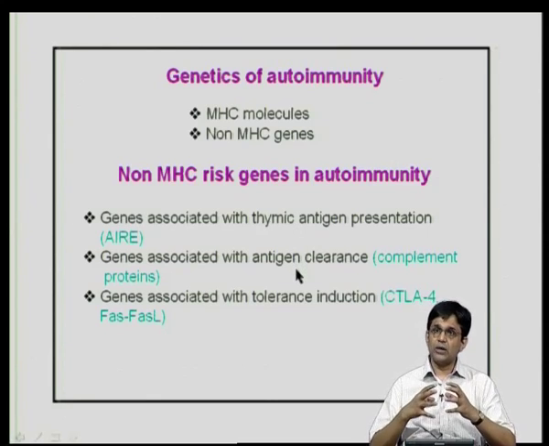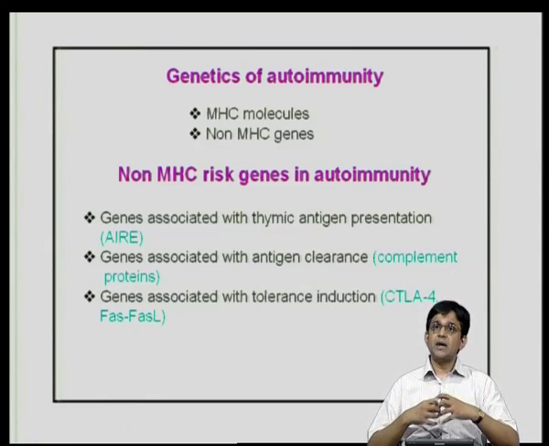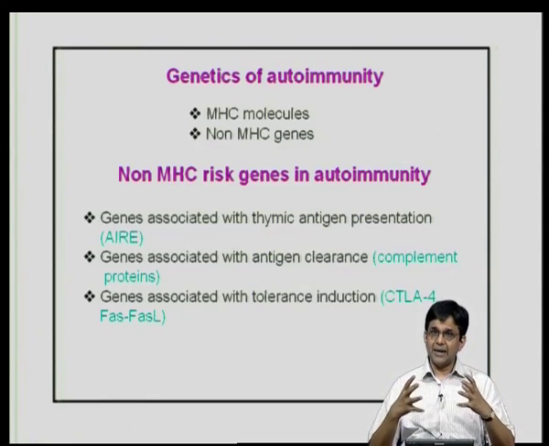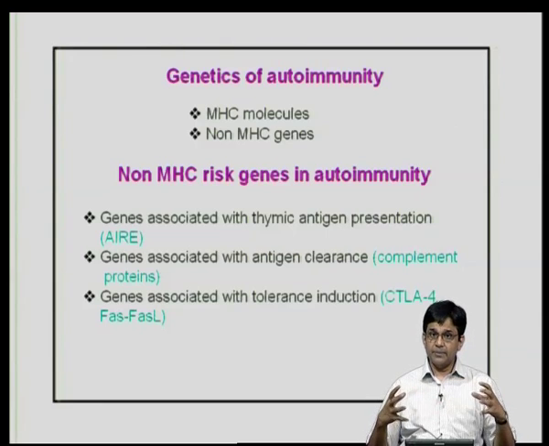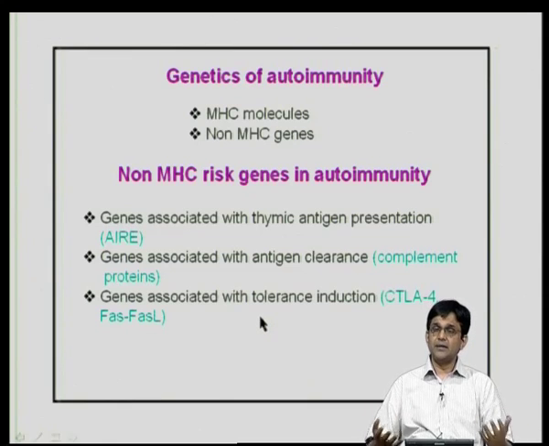Genes associated with antigen clearance. Remember, antigen-antibody complexes are recognized by complement, which results in lysis of cells. It might also cause greater tissue damage. So, complement proteins are clearly important. Genes involved in tolerance induction. Fas-FasL is clearly important. So, if you have mutations in Fas-FasL, it results in a lymphoproliferative phenotype.